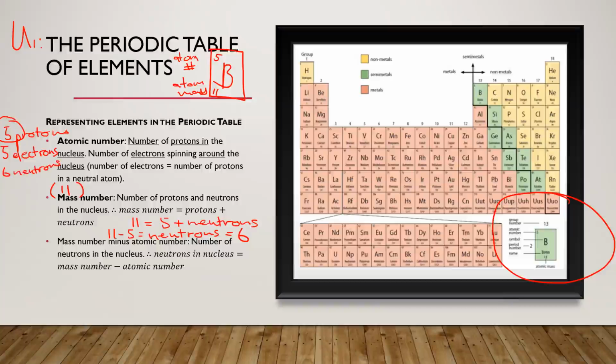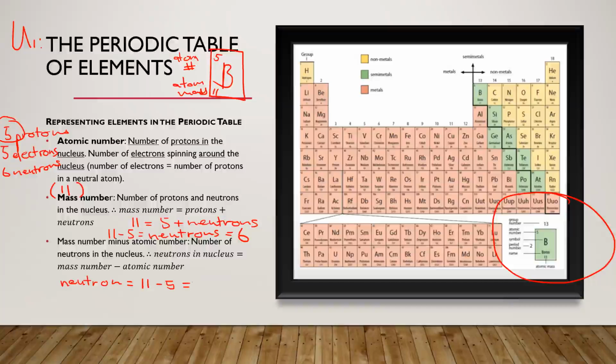Now also it says that the mass number minus the atomic number is the number of neutrons in the nucleus. We could have also figured it out this way, but we basically just did that, but I'm going to go through it anyway. So the neutrons in the nucleus, again, we don't know what that is, is equal to the mass number, which is 11, minus the atomic number, which is 5. So as you can see, there's 2 ways of figuring this out. You can use either way, but in this case, I'm showing you both ways. You can just decide what you prefer.